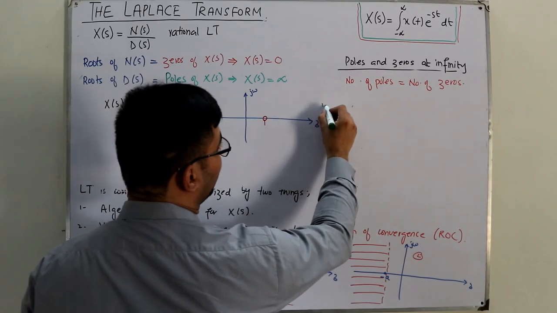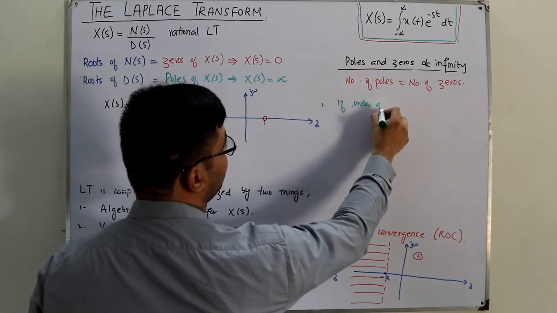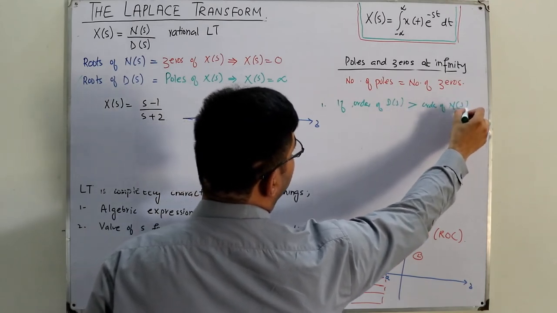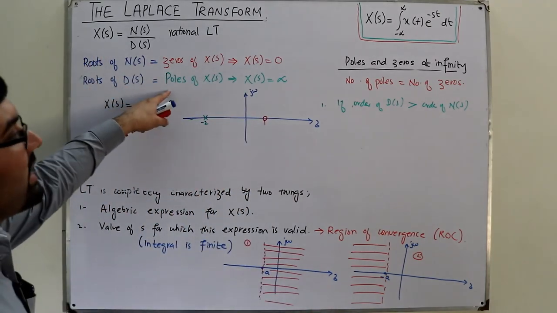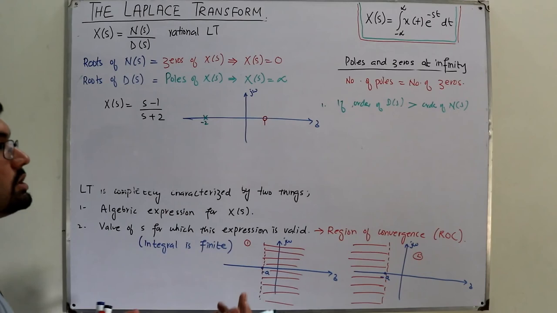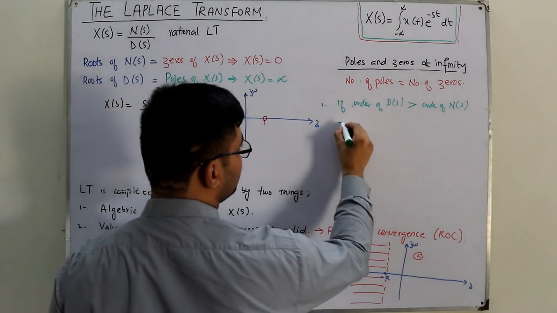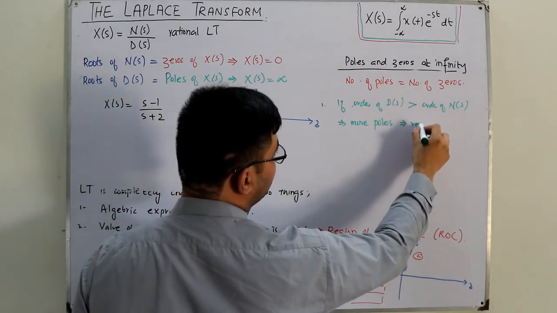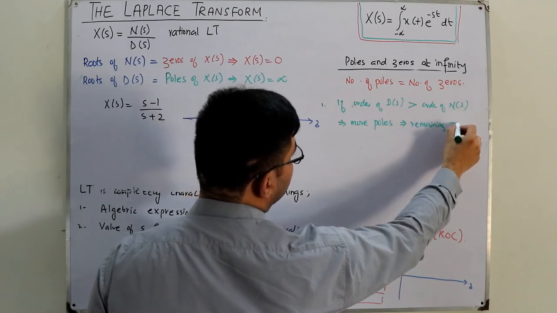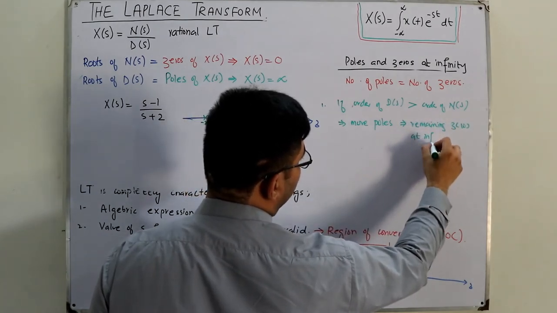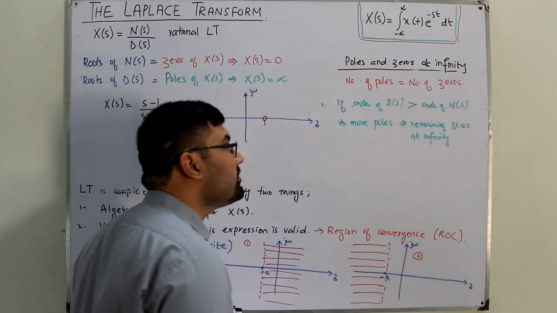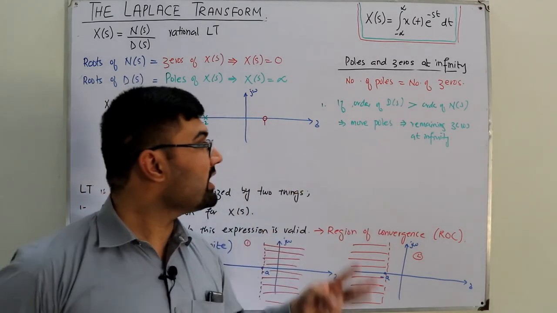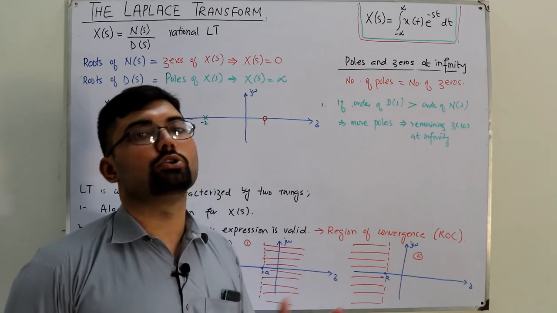Let me write. Number one, if the order of D of s is greater than the order of the numerator, D of s would have more roots, which means we have more poles. This implies that the remaining zeros would lie at infinity. If we have two poles and one zero, we would consider the second zero at infinity. Similarly, if we have three poles and one zero, we would consider two zeros at infinity.